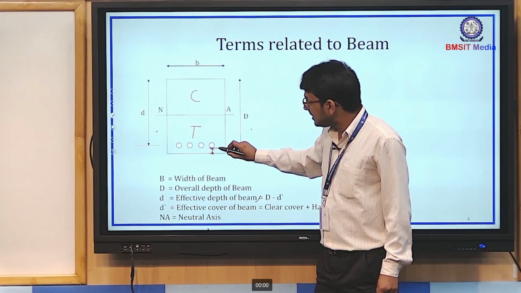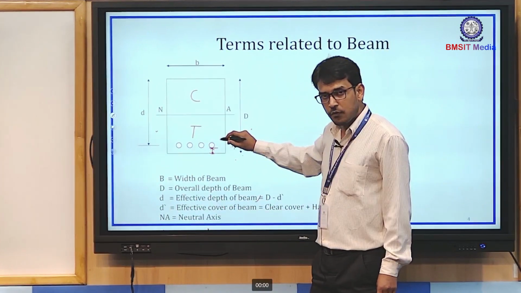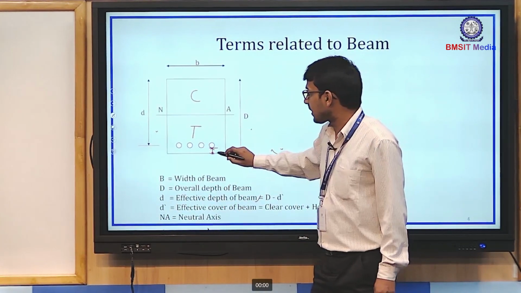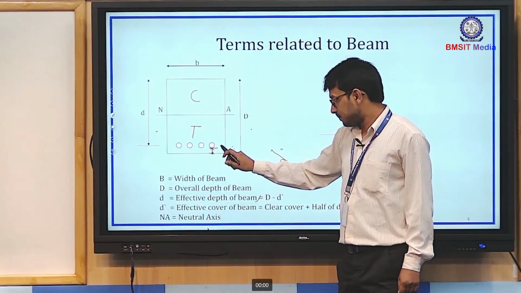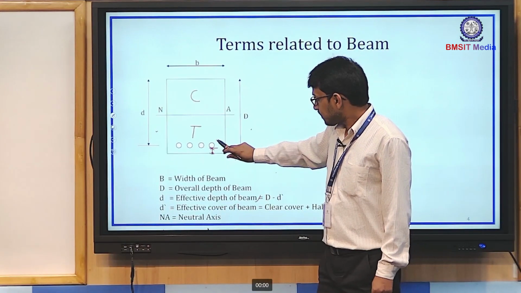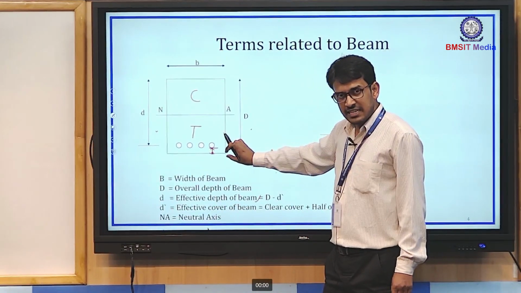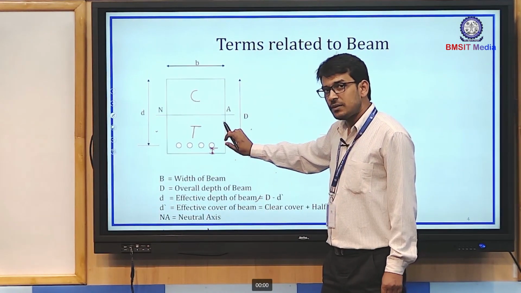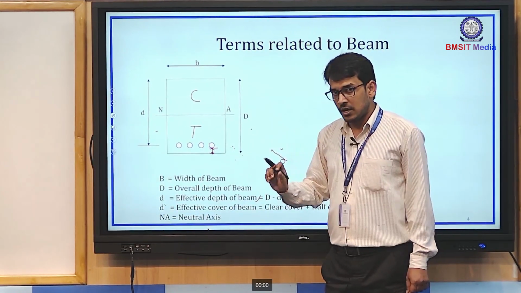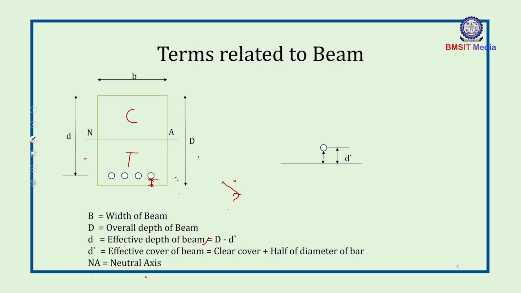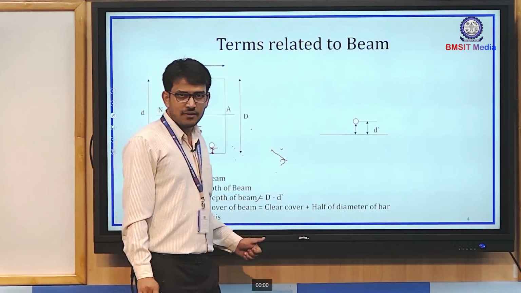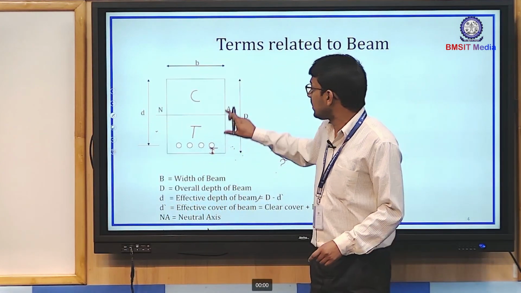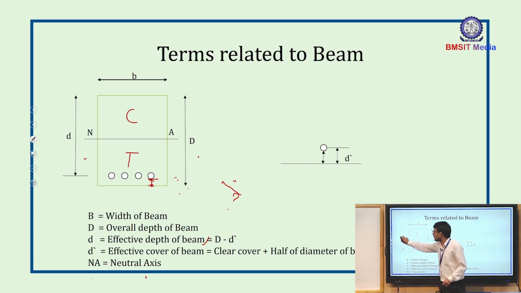If we add the radius of the reinforcement to this clear cover, then we get the effective cover. Again I will repeat it: the effective cover is equal to the clear cover plus half of the diameter of the bar. Once we get the effective cover, we deduct it from the overall depth of the beam, and so we easily get the value of the effective depth.